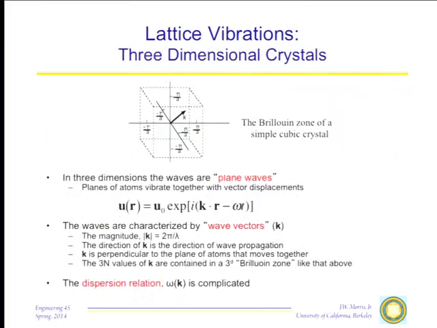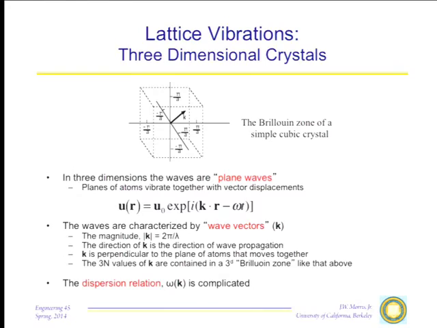But what happens in 3 dimensions? Actually, the description of waves in 3 dimensions is very, very similar to the description of waves in a linear chain. And the reason is that the waves that move through the solid in 3 dimensions can be described as plane waves. Now, in a plane wave, what happens is planes of atoms vibrate with respect to one another.